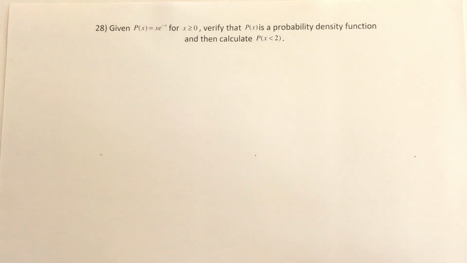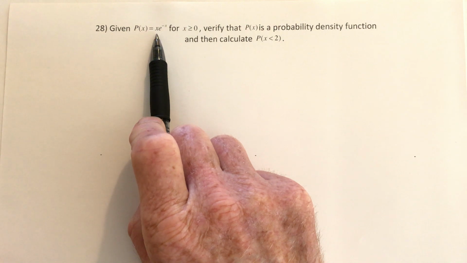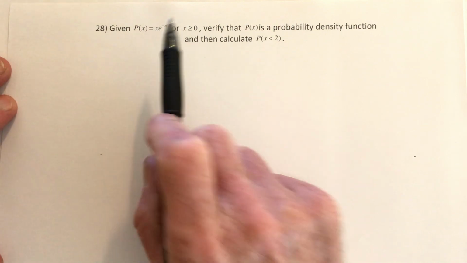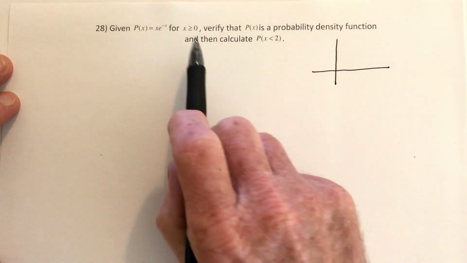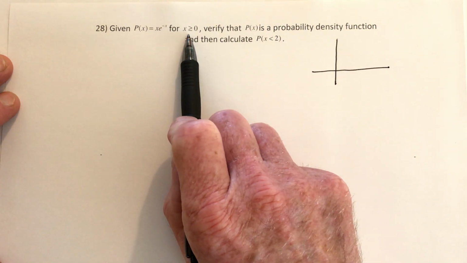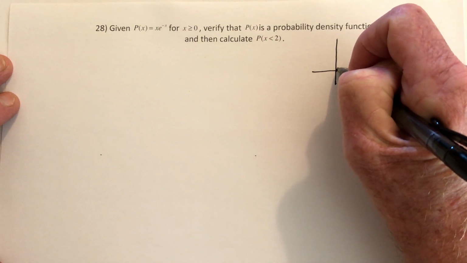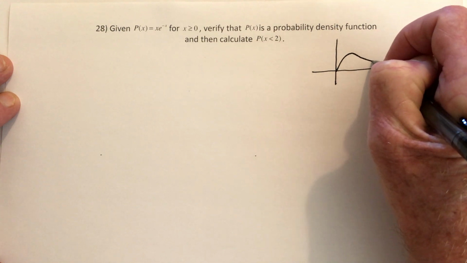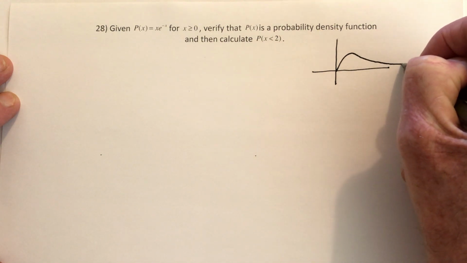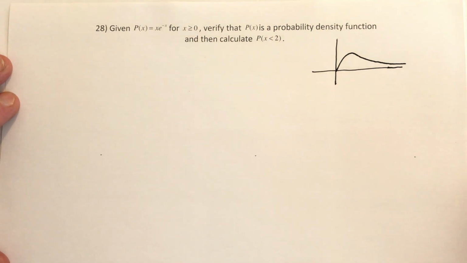All right, we're up to podcast number 28. We have this function x times e to the negative x. And if you take a look at the graph of that, by the way, it's saying x is bigger than or equal to 0. So that basically looks like this. The x function is going to try to make it go up, but then the e to the negative x is going to bring it back down. And it's never going to quite hit the x-axis, but very close.